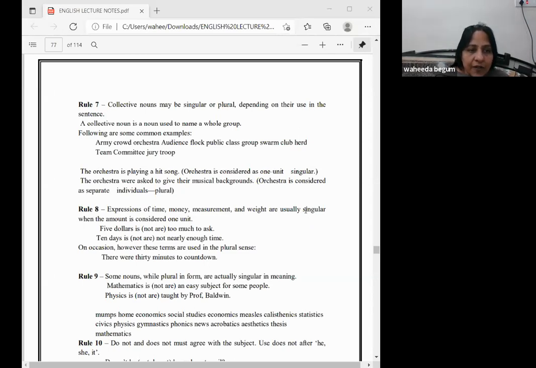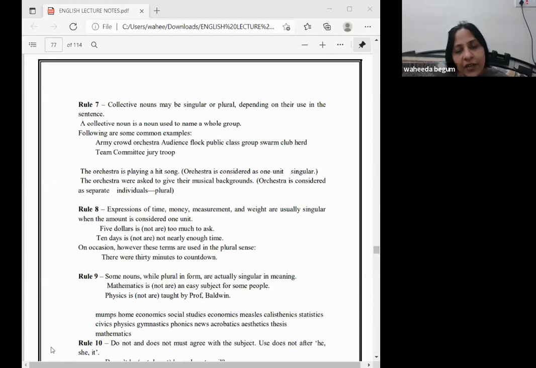The orchestra were asked to give their musical backgrounds. Now here they have become separate because they are talking about the individual performers in the orchestra. So they were asked to give their musical backgrounds. Now orchestra is considered as separate individuals here. That is why in this case it is used as a plural.